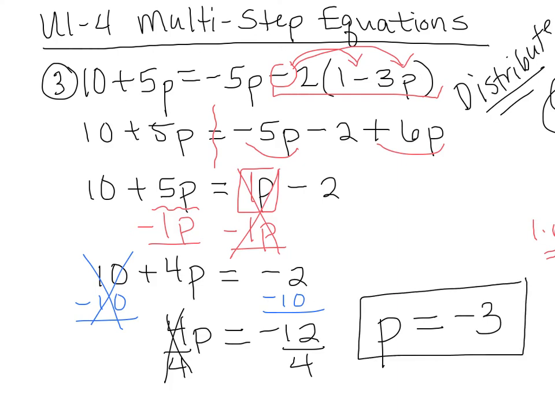So I'm putting a bunch of steps together: the distributive property, combining like terms on the same side, combining them onto the opposite sides, and then finally dividing at the very end to get p by itself for a solution of negative 3.